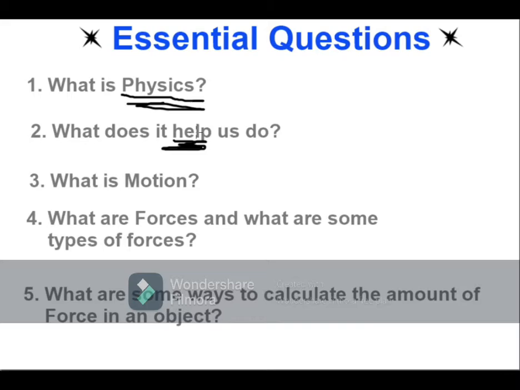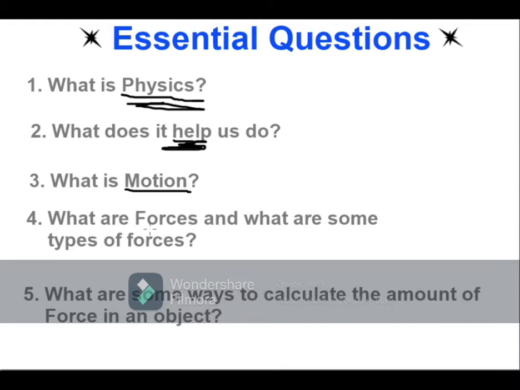So let's see, number 3. What is motion? Well, motion is the movement of an object if a force reacts on it. It can be a contact or non-contact force. To say in simple words, it's just when an object is affected by any force, which results in the object moving.